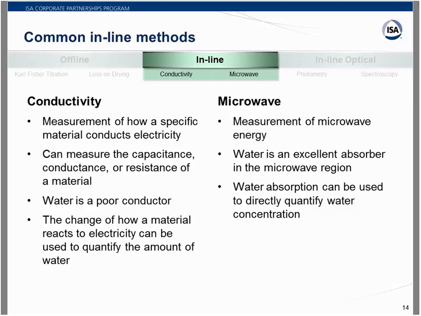Microwave, once again, typically this is a microwave over a bed of powder or web of some sort that you want to know a constant moisture level in. Water is an excellent absorber in the microwave region, so it absorbs energy and can be measured or can be driven off, to dry to a certain level. Also, water absorption can be used to quantify water concentration.